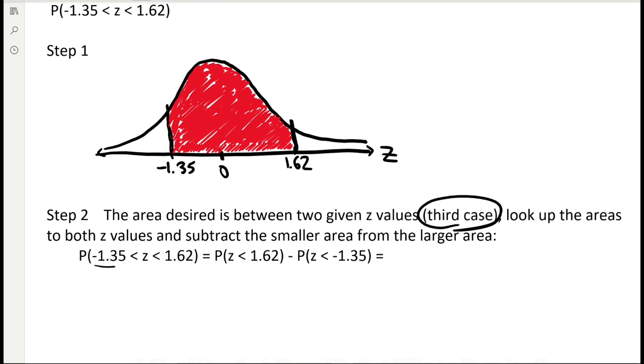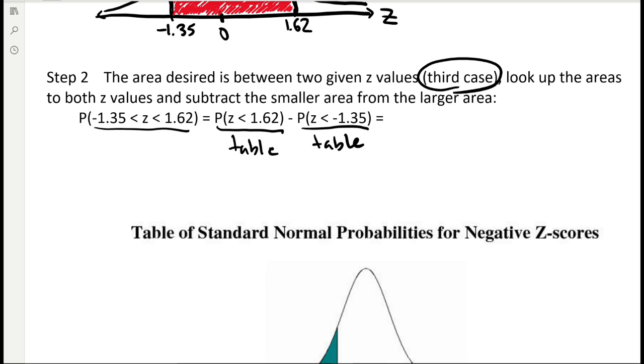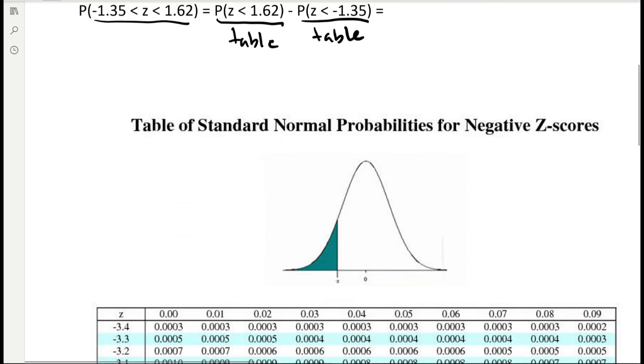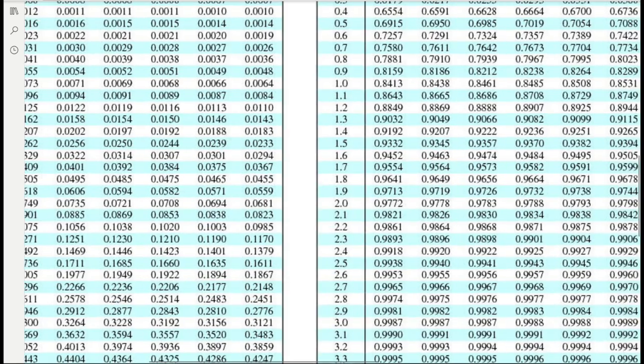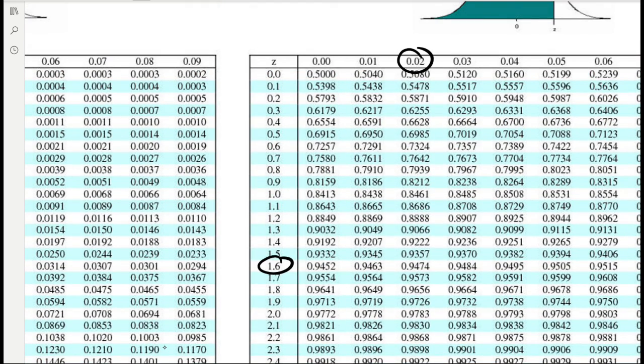So we want the probability between two z-values, which means we need to subtract the probability of the bigger one, for less than 1.62, minus the probability of the smaller one. And then we look these both up in the table. So we're going to go ahead and look both of these values up. So let's say we want to do 1.62. So we're going to go to 1.6, 2 over here. So we're looking at 0.9474.